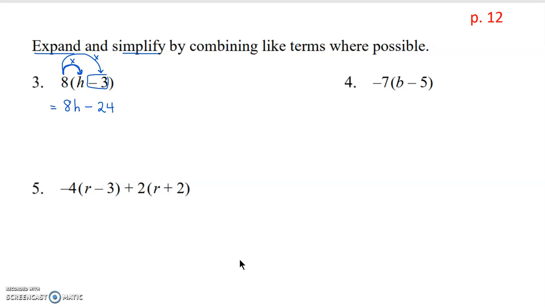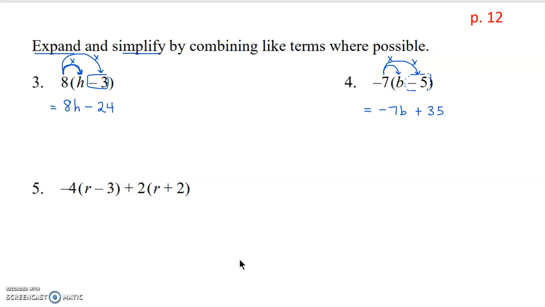That's it. Number 4, we're going to get rid of the brackets by distributing that negative 7 to b and to the negative 5. So we're going to multiply negative 7 times b is negative 7b, and then negative 7 times negative 5 is going to result in a positive answer. Negative times negative makes a positive 35. And again, nothing more we can do because we have negative 7b plus 35, so we can't make any more changes.